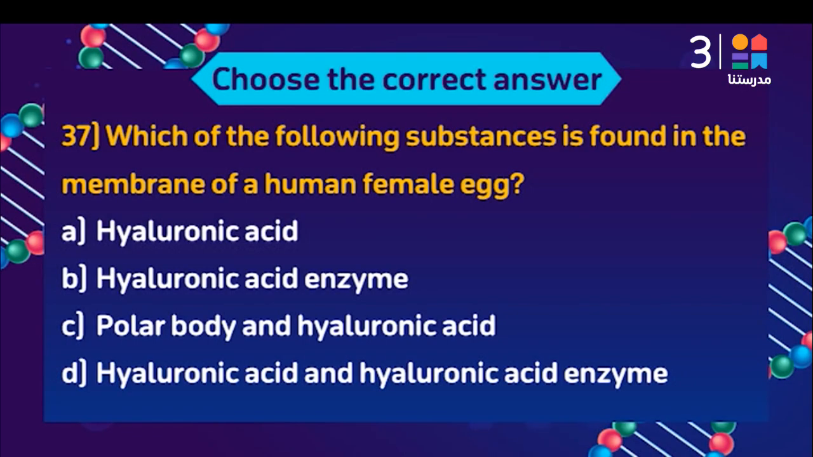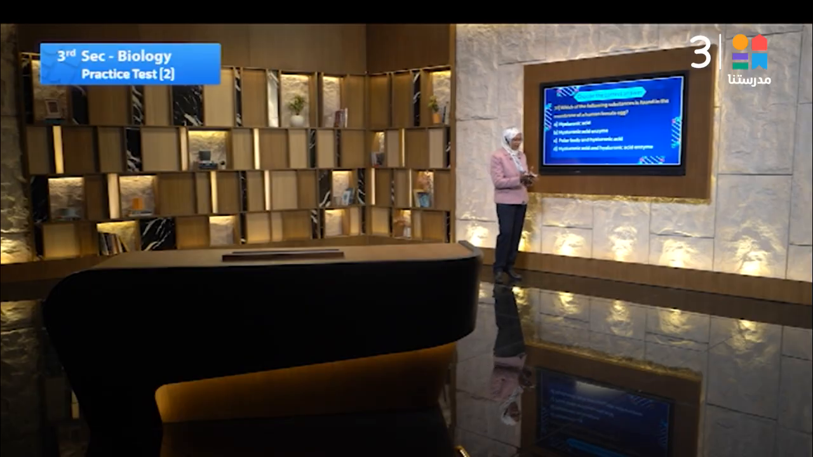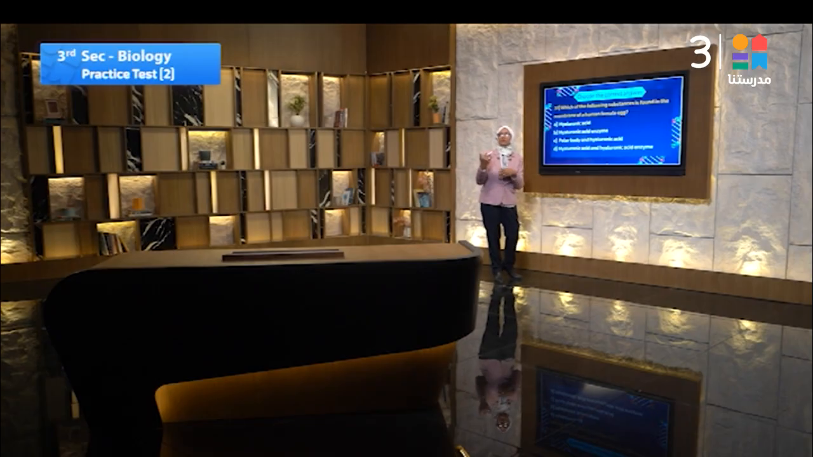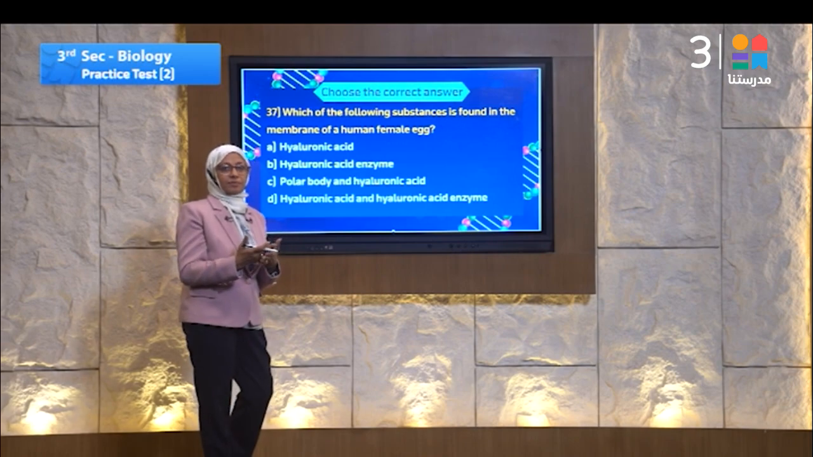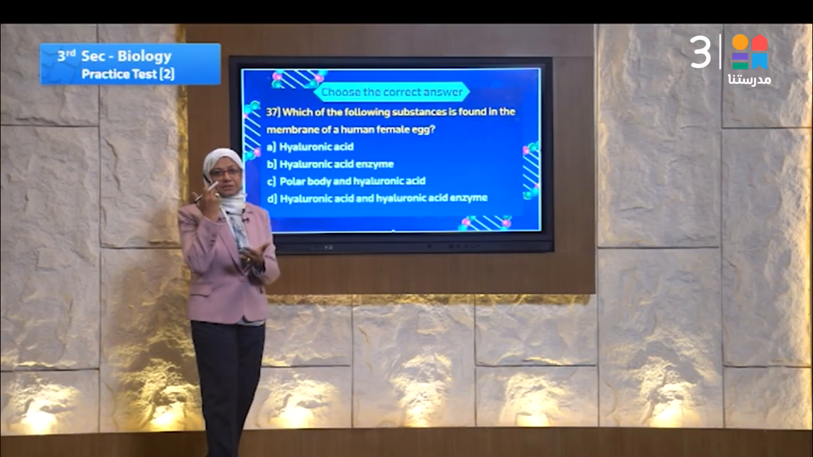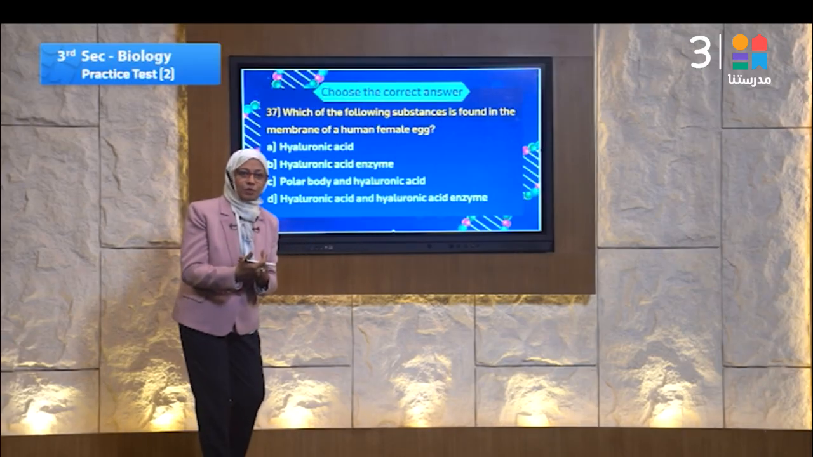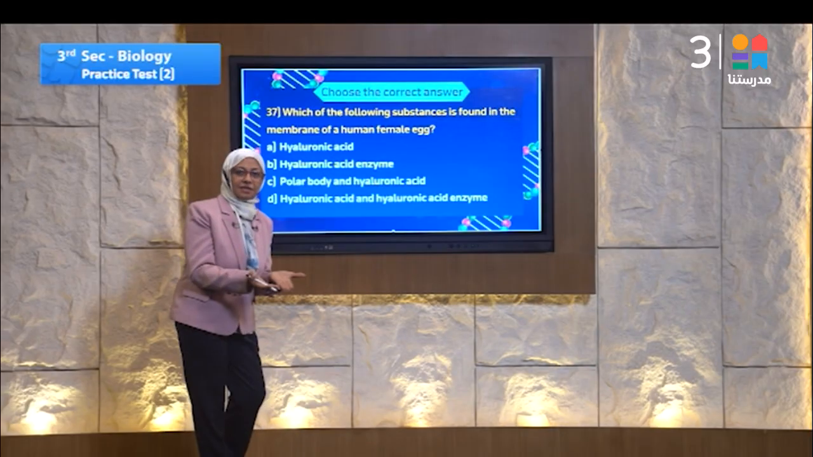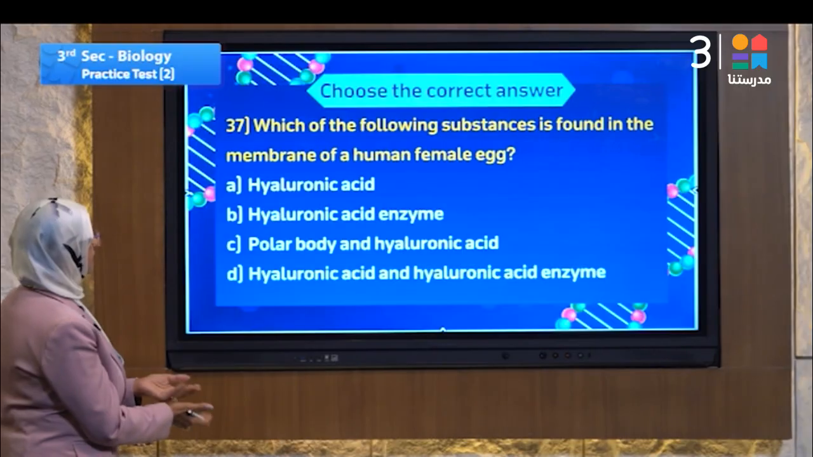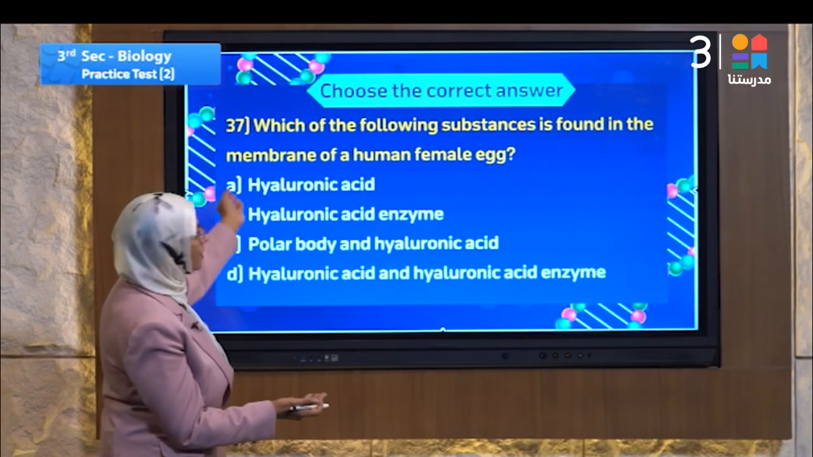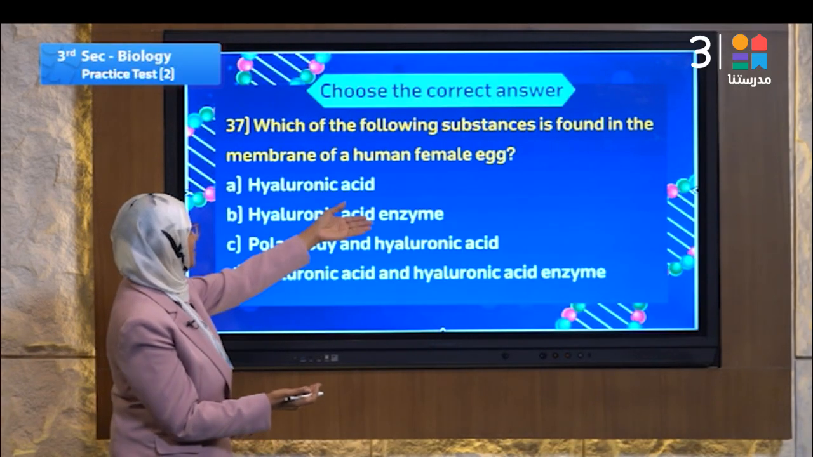Which of the following substances is found in the membrane of the human female egg? The human female egg is attacked by the sperms, which penetrate it to make the zygote. When attacked by the sperm, the apical cells have hyaluronidase enzyme, which dissolves the hyaluronic acid around the ovum. Let's find the hyaluronic acid. Number E, hyaluronic acid, is among the choices.